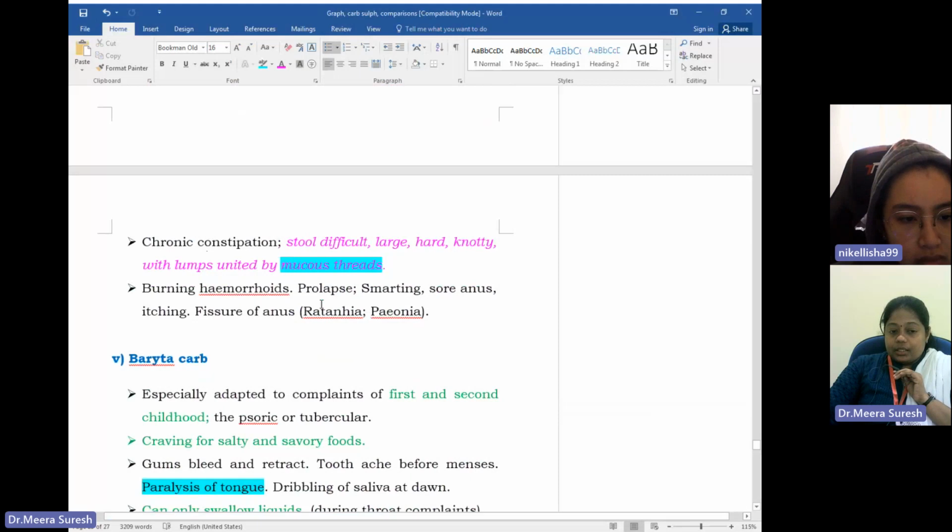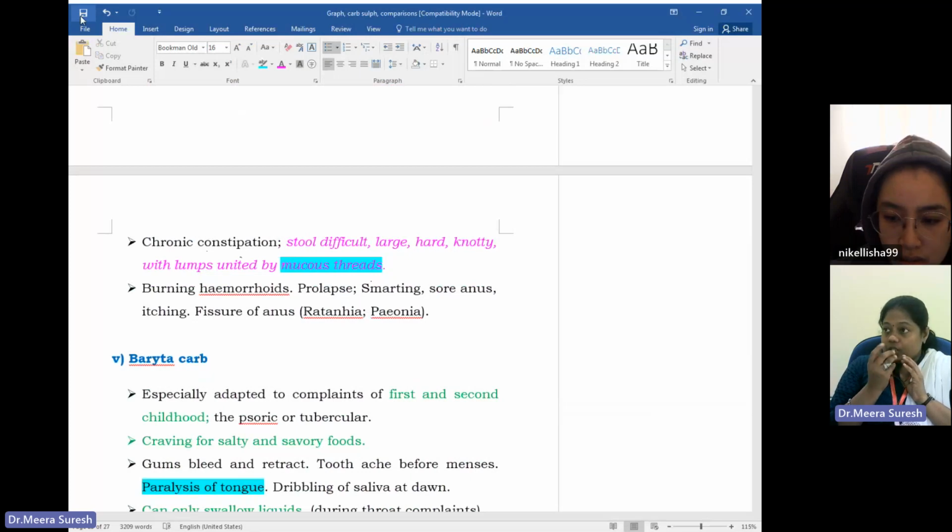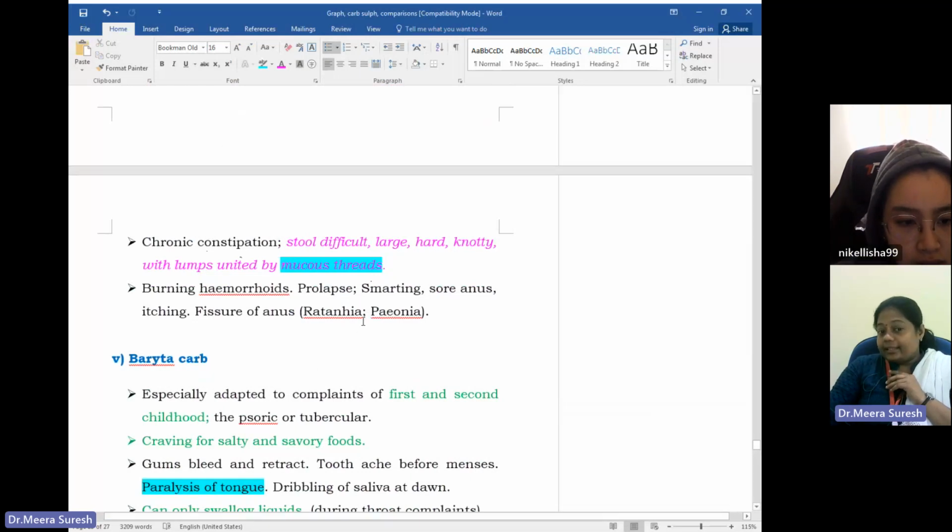Then there can be hemorrhoids with prolapse of the anus, smarting and sore, and fissure of the anus. Because we already saw in graphites all the skin symptoms, there will be that fissure. We can see fissures in the anus. Another two remedies will be Ratanhia and Paeonia, especially for the anal region. I told you again that when it appears in the skin of fingers and toes, it's usually graphites and petroleum. But when it is an anal fissure, it is graphites, yes, but the other two important remedies will be Ratanhia and Paeonia, and mostly Ratanhia. Ratanhia is very good when there is anal fissure.